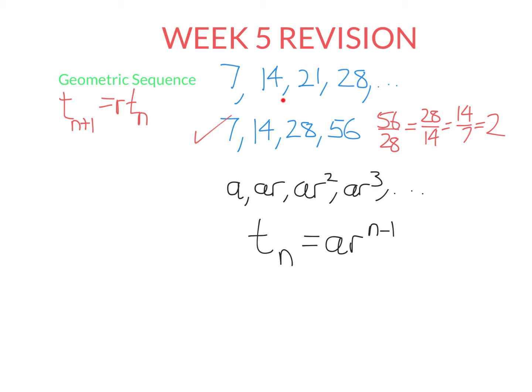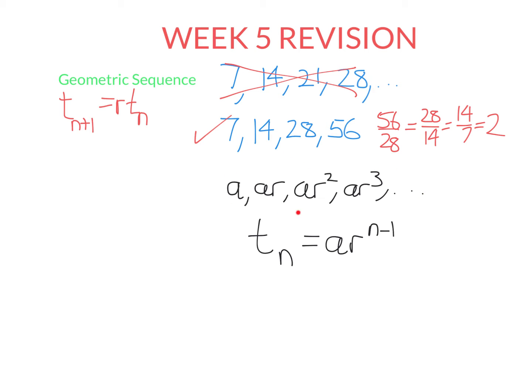On the other hand, this sequence here is not geometric. I have to times by 2 to get to the second term, but then I times by 1.5 to get to the third term. I'm not multiplying by the same number each time, so this sequence is not geometric. In fact, it's arithmetic. So geometric sequences always follow this pattern here. We're multiplying by r each time.